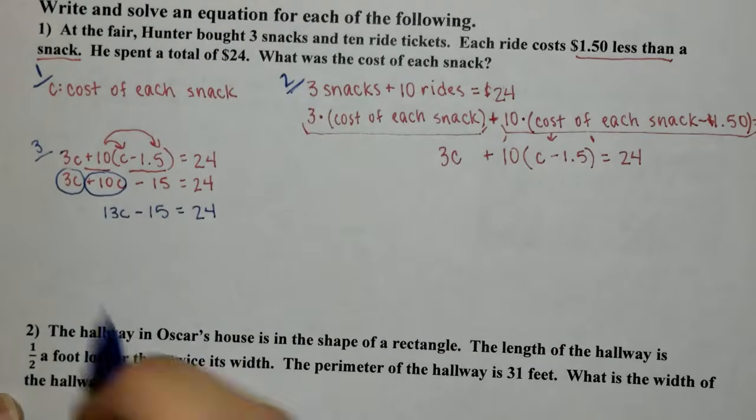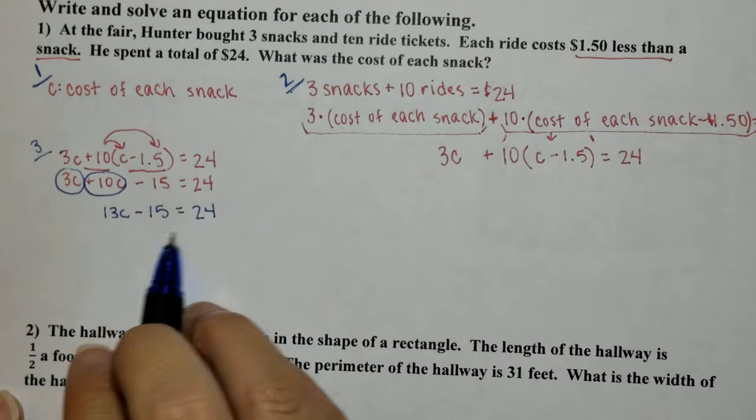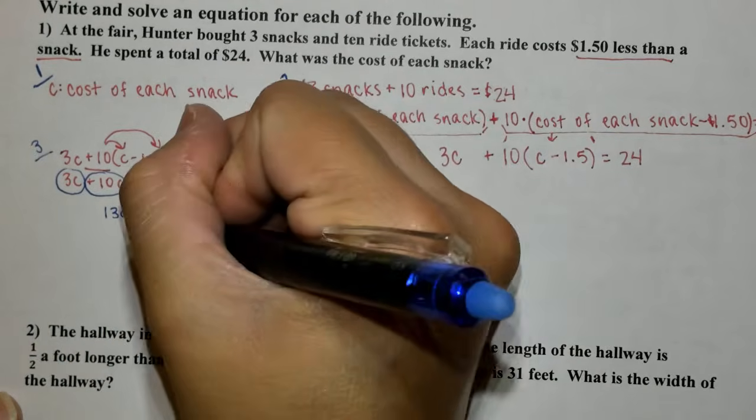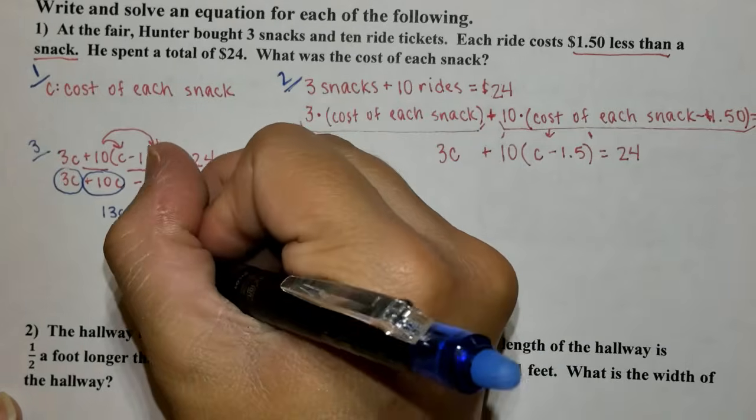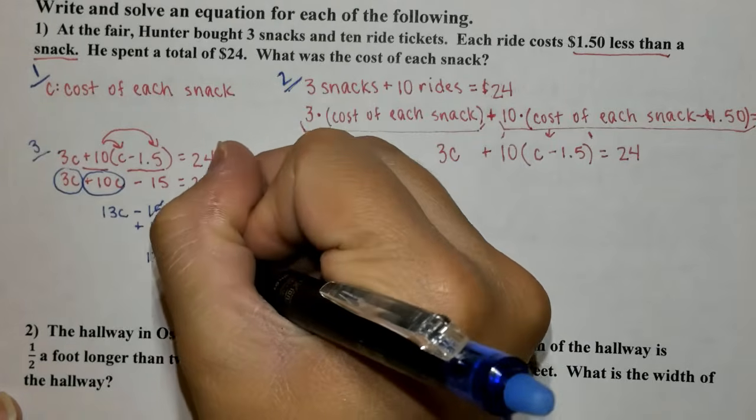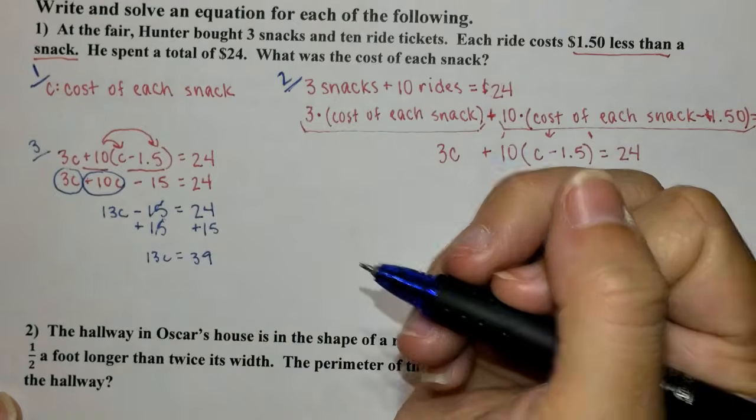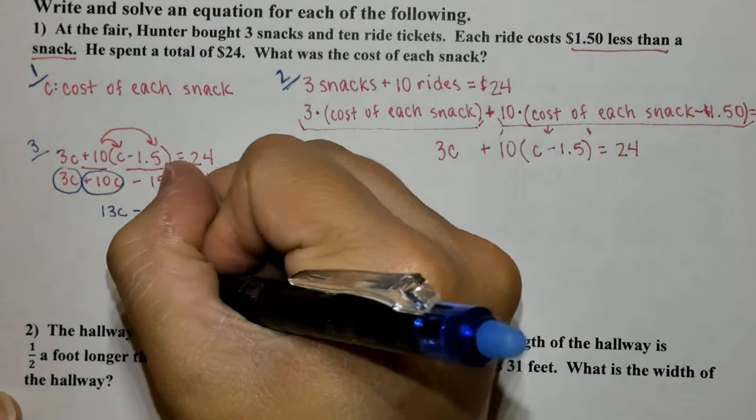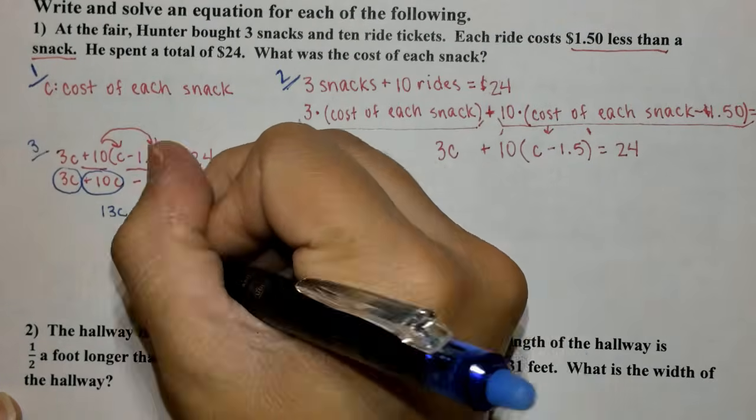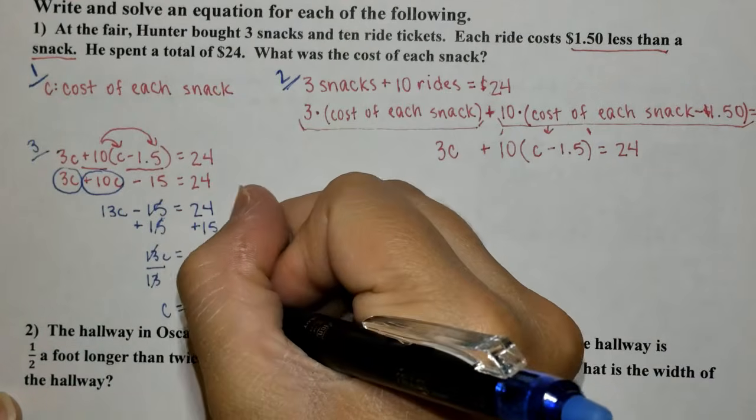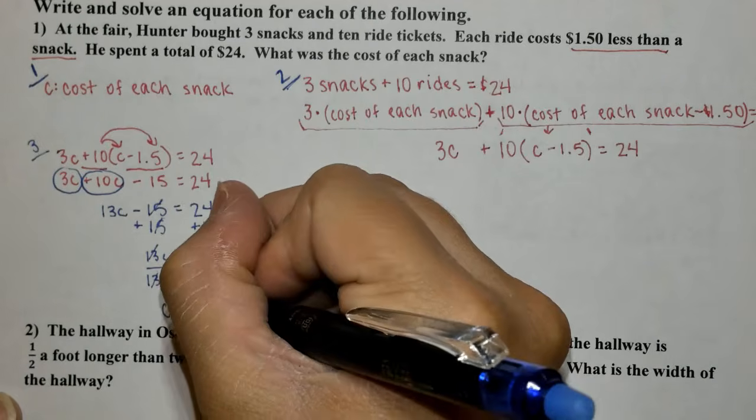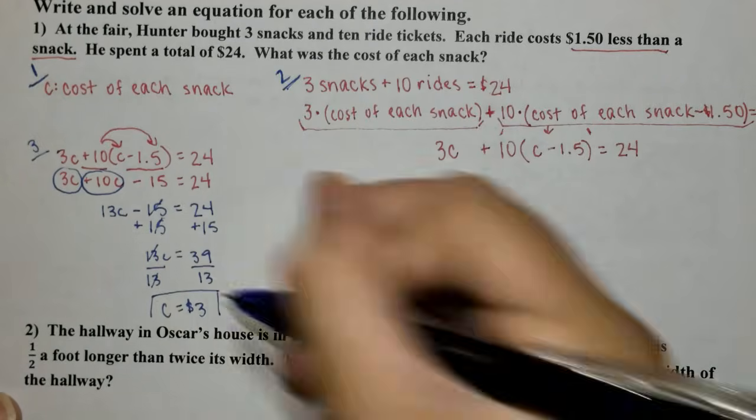From there, right, I've got the variable on the left side, so my constants are going to move to the right. So to get rid of that minus 15, I add 15. That gives me 13C equals 39. All right, I would divide both sides by 13, not C, just 13, so that my C stays. And 39 divided by 13 is 3, which means the cost of each snack is $3.